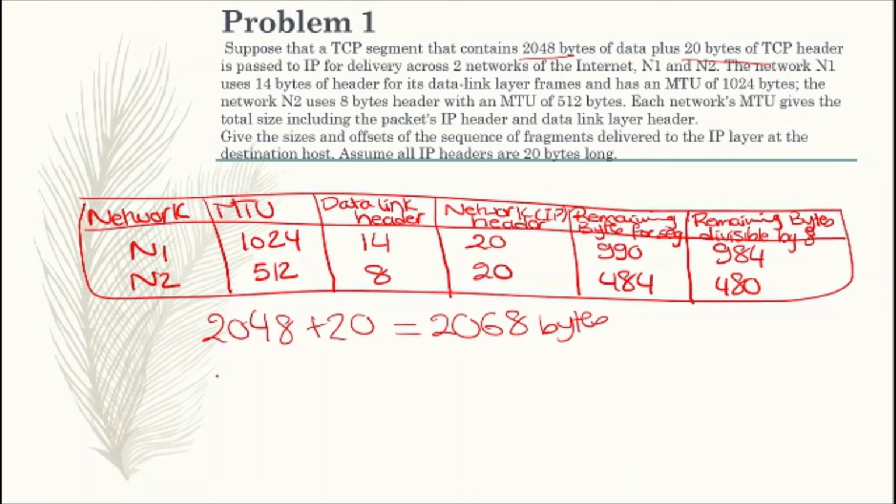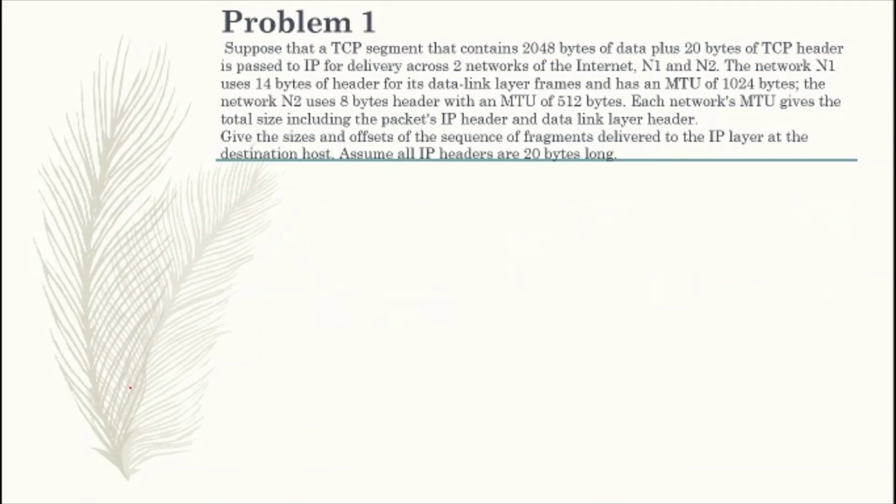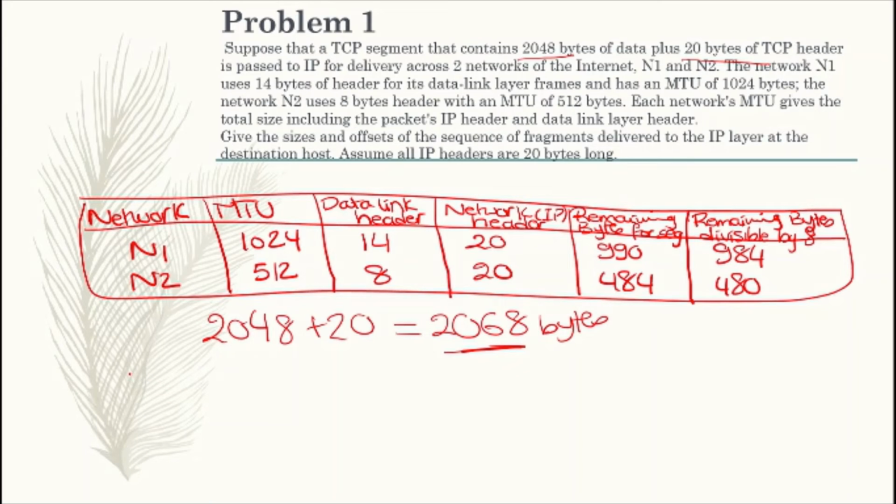Initially it will pass through N1. So let's go through the process where this segment passes through N1. Since the TCP segment is of size 2068 bytes, we need to fragment it into smaller fragments, as the maximum transmission unit that N1 can afford is 1024. So now we need to fragment these 2068 bytes in order to transfer them through network N1. We'll simply divide these 2068 bytes into smaller parts that can be transferred into network N1.